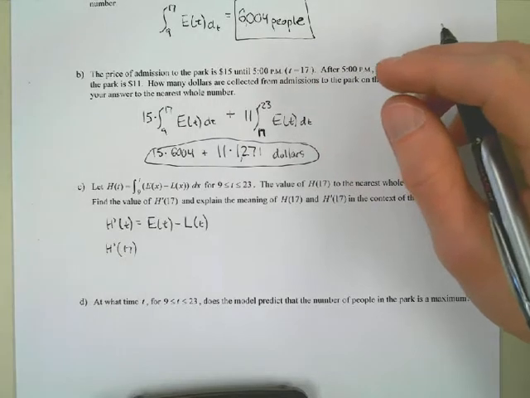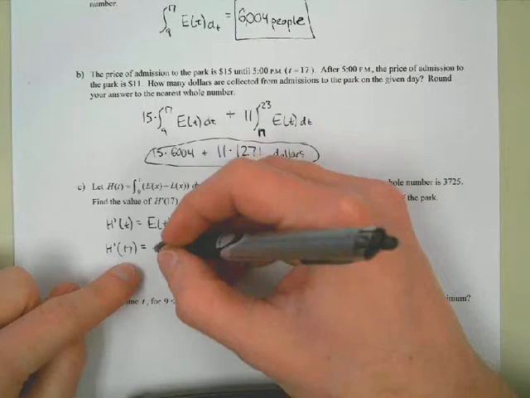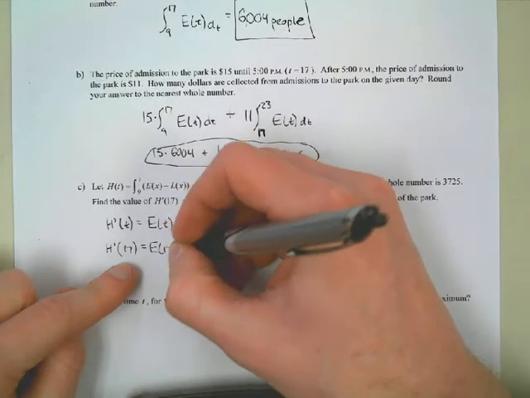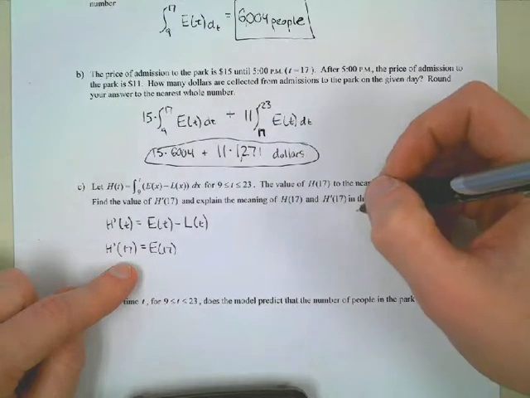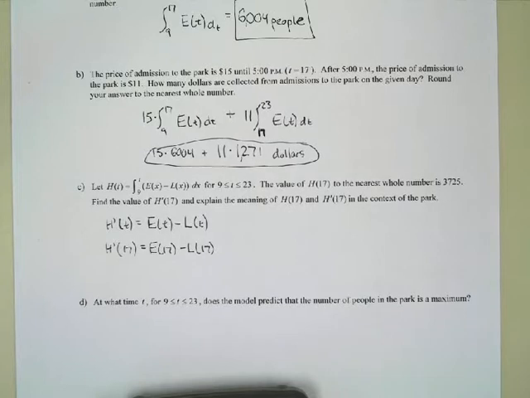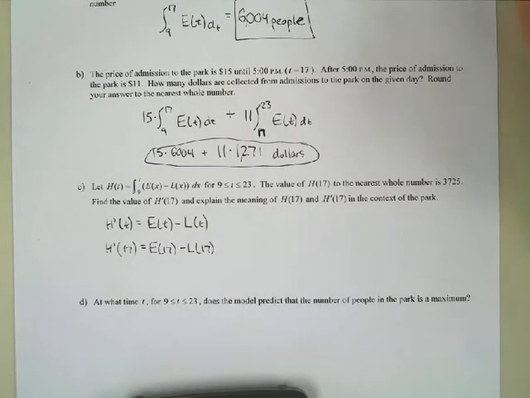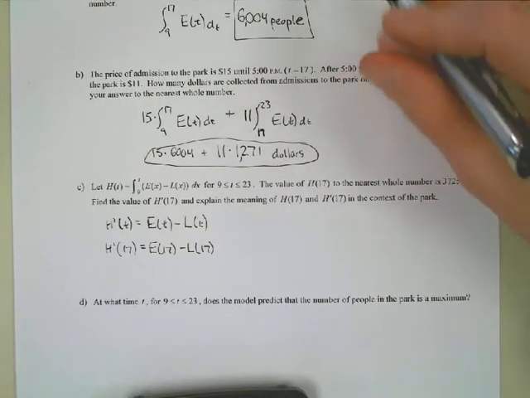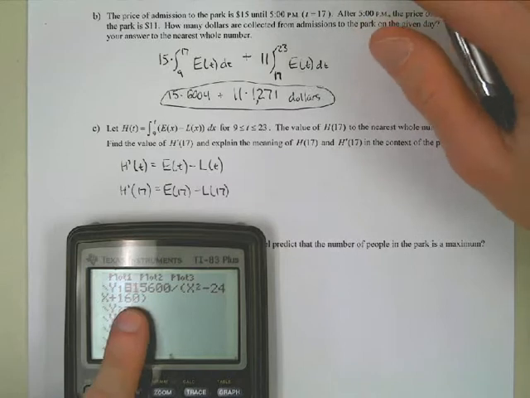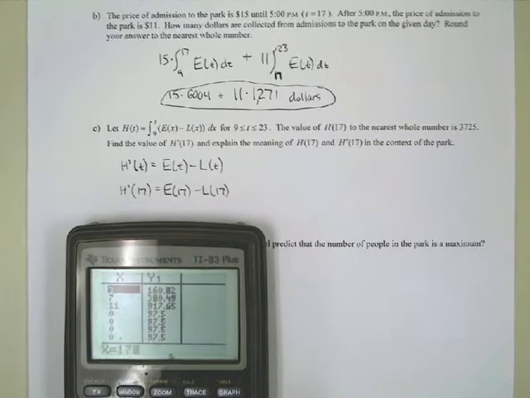All right. So h prime of t is this. So it means h prime of 17 is E of 17 minus L of 17. Now here's the benefit of typing this function into y1. You can now go to your table. This is a function, so I can type in 17, because I want to know what E of 17 is. There it is.